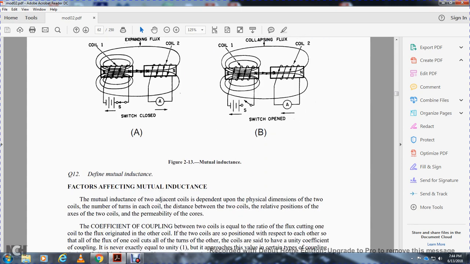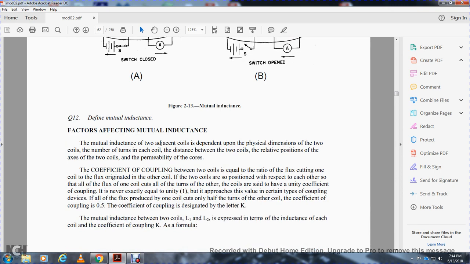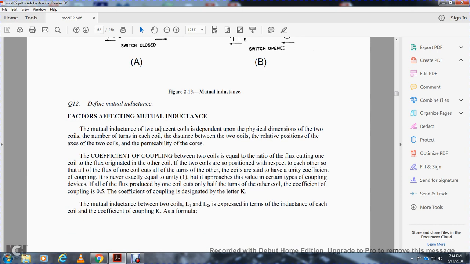Alright, define mutual inductance and the factors affecting it. Mutual inductance of two adjacent coils depends on the physical dimensions of the two coils, the number of turns of each coil, the distance between the two coils, the relative position and axes of the two coils, and the permeability of the cores. The coefficient of coupling between two coils equals the ratio of the flux cutting one coil to the flux originating in the other coil.